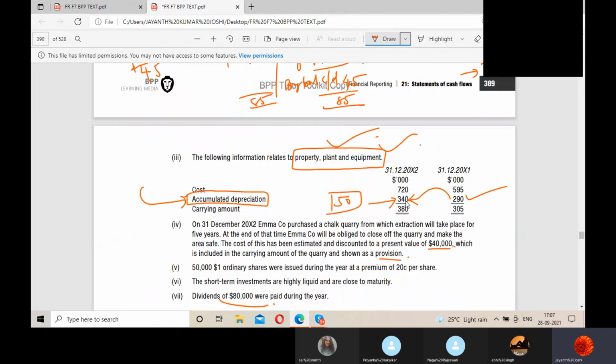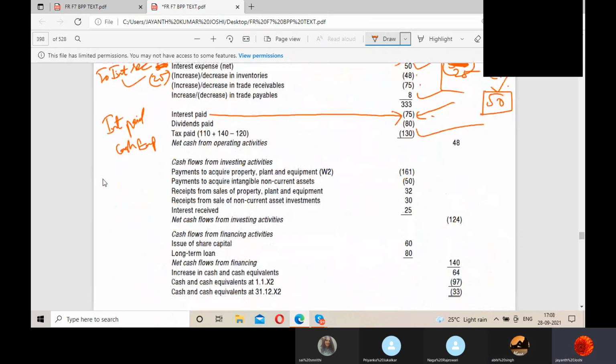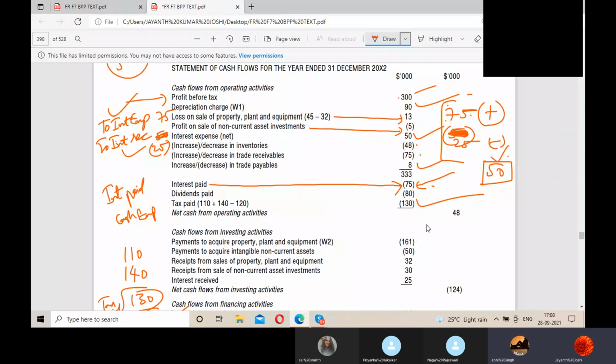So 130 we paid. Okay. So 110 was already outstanding liability. 140 is the estimation. 120 is again still payable. So we paid how much? 130, sir. Tax paid. So when you adjust all of them, you get the cash flow from tax as 130, sir.